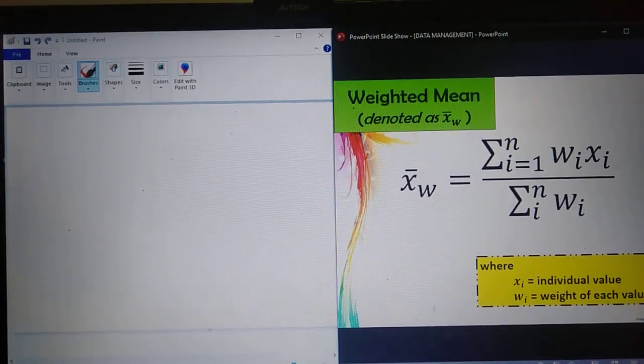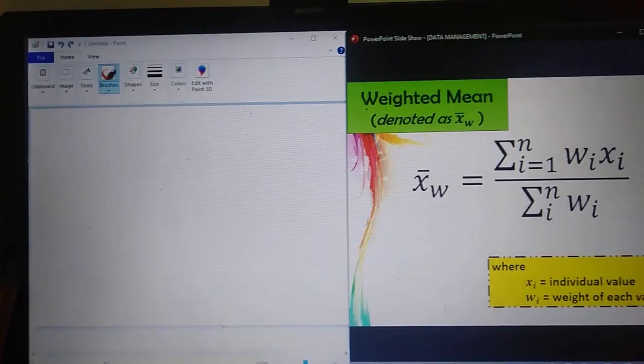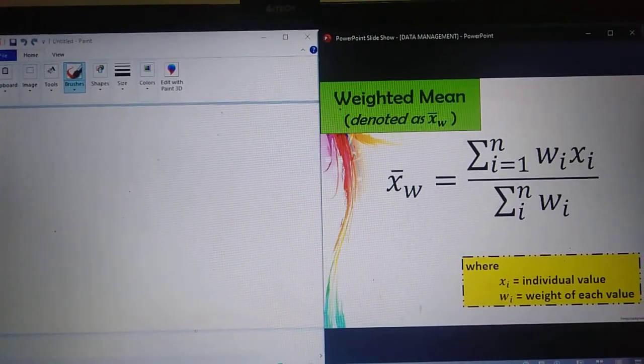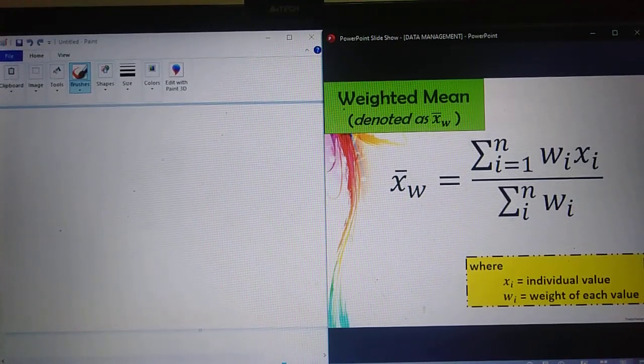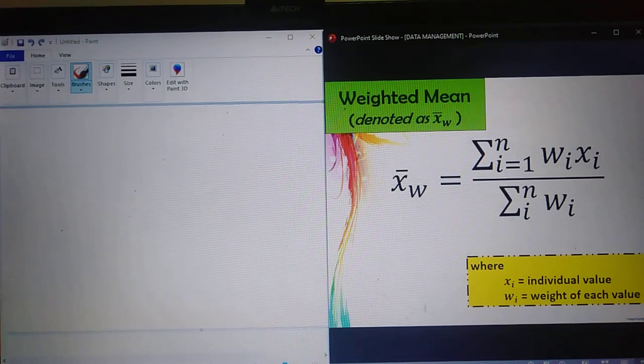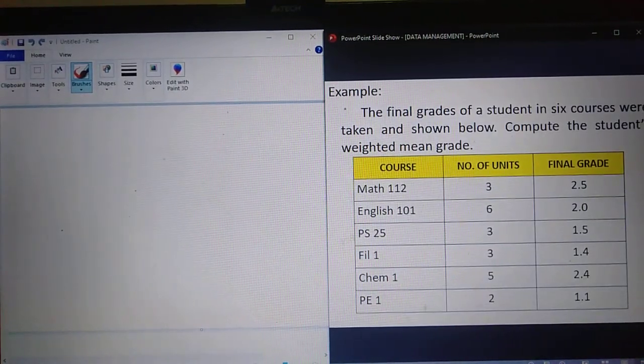Or simply, the summation is equal to WX all over W. So let's give you an example. The final grades of a student, so there is a certain student na meron siyang 6 courses or 6 subjects. Tapos binigay na daw yung kanyang mga scores. So let's compute what is the weighted mean ng estudyanteng ito.